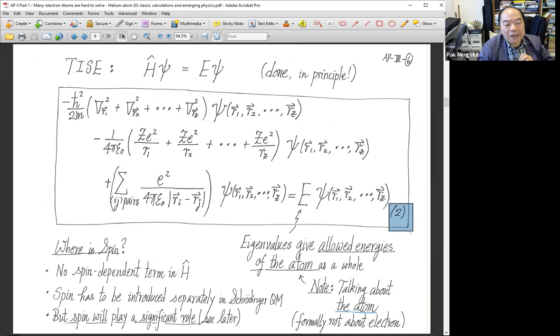Okay, so next time I will continue the discussion on bringing out the difficulty of this particular equation and then how we can try to bypass the difficulty and move on to get a good understanding of the atoms. Okay, so I will stop here today. I will stay around. If you have questions, you're welcome to ask.